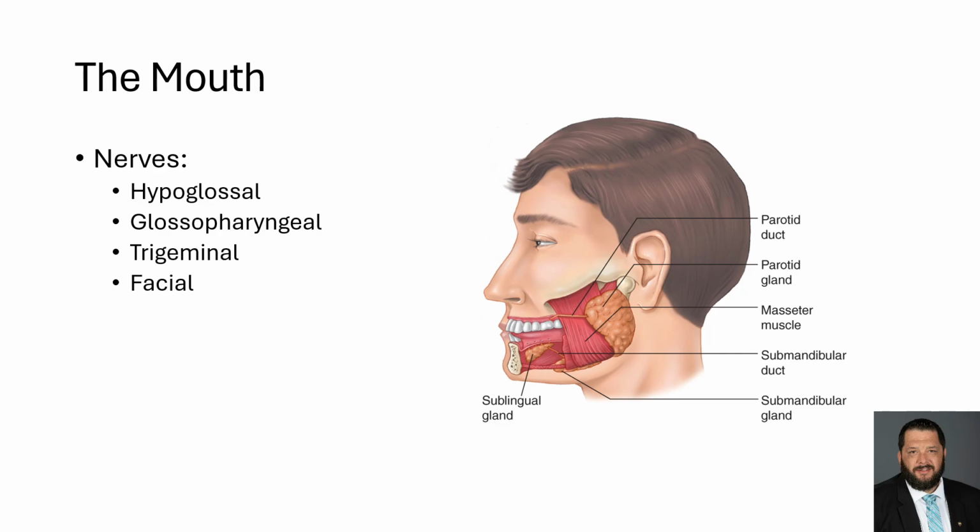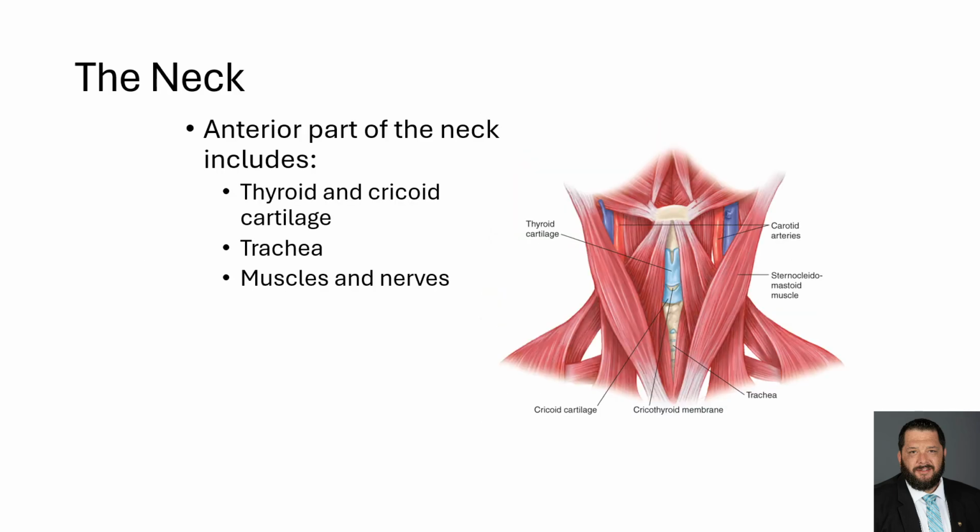With the mouth, you've got several of the cranial nerves which help control the mouth and structures of the face. You've got hypoglossal, glossopharyngeal, trigeminal, and facial. You can see there that you've got the sublingual glands, which are just below the tongue on either side of the mouth. We use that area for administering sublingual medications as well. So if you are administering things like nitroglycerin, you're putting that under the tongue. You've got the masseter muscle, which is the primary muscle of chewing, and then a couple of other ducts and glands that are in the mouth there.